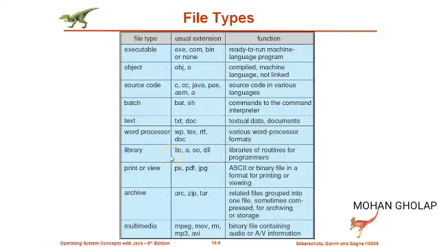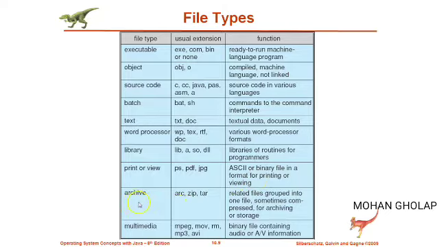The next is library file. The extension is .lib, .a, .so or .dll. The libraries of routines for the programmers. The next is print or view. The extension is .ps, .pdf, .jpg. The ASCII or binary file in a format for printing or viewing.